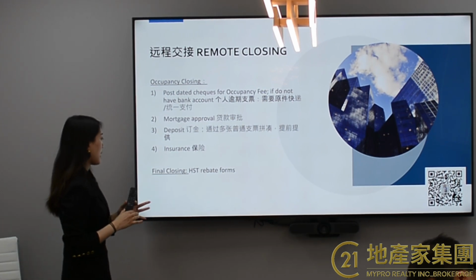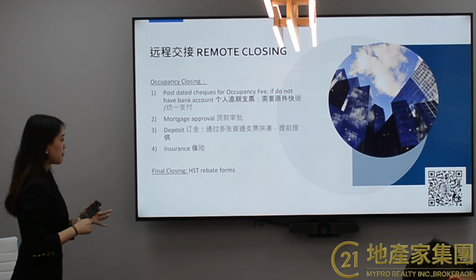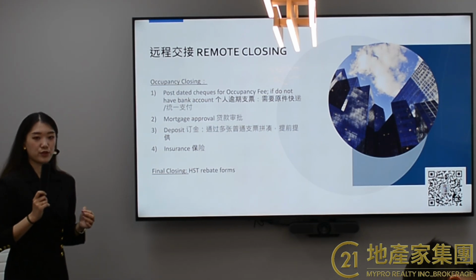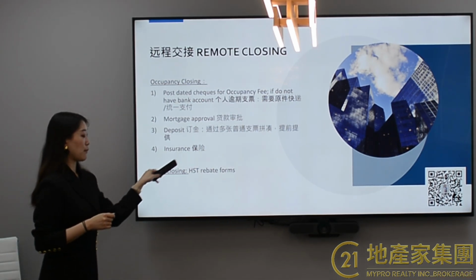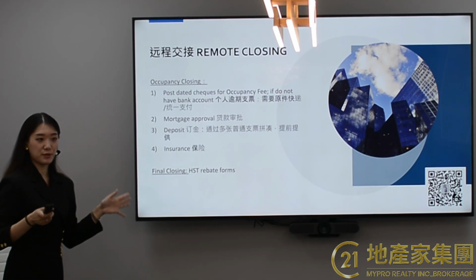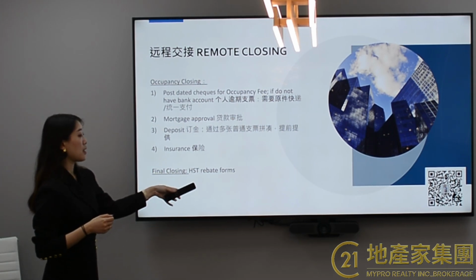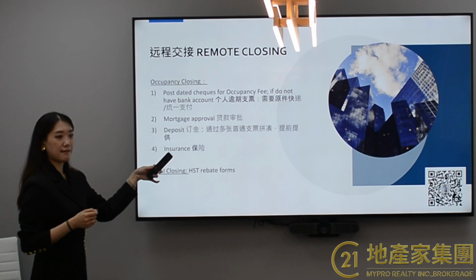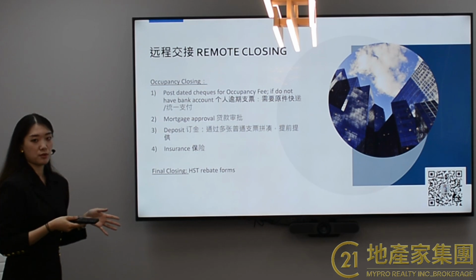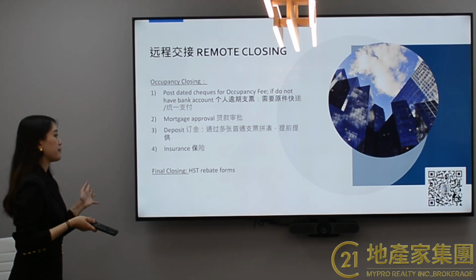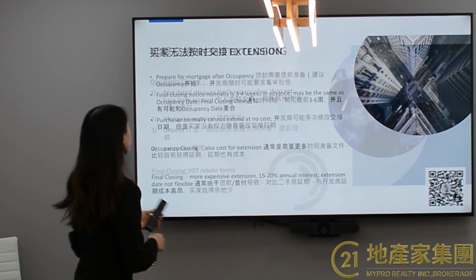And for final closing, the most important part is regarding the HST rebate. So for the HST rebate, sometimes the builder requires the original copy before closing, and the purchaser will have to sign and courier the original back to us before closing. So this can be done remotely as well. We just need advance notice. So if you are purchasing a pre-construction property and your client is overseas, then let us know, and it can still be figured out.